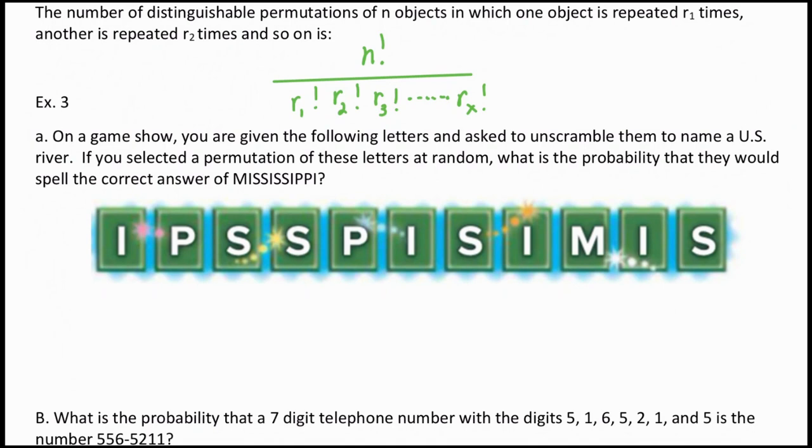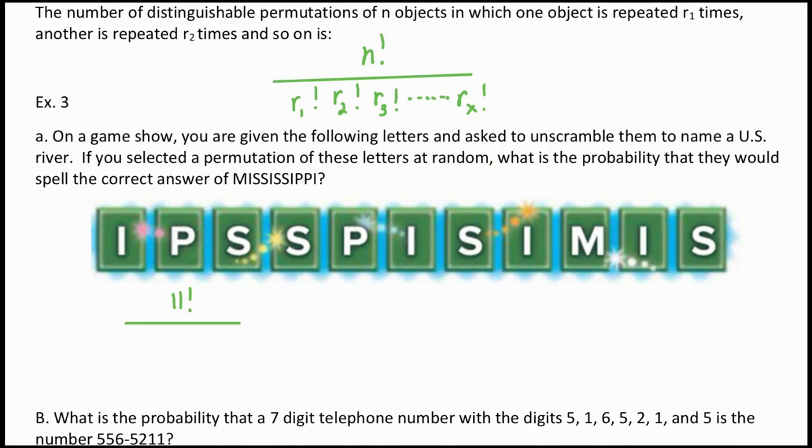So how many letters do we have to begin with? 11. We have 11. So that's like our n factorial, right? That's how many options we have to begin with. But do we see how a lot of these letters repeat? So we need to think about how many times each one repeats.